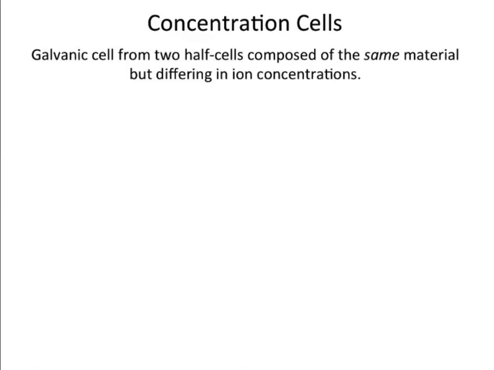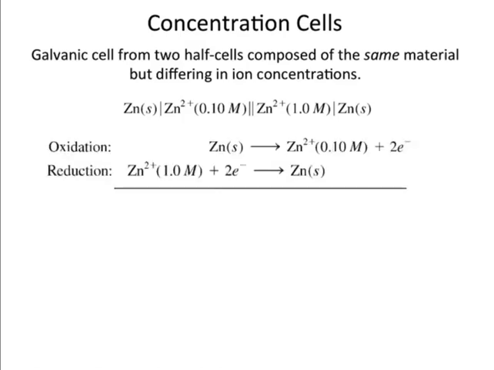These are galvanic cells, like the things we've been talking about, made from two half cells that are identical, except that the ion concentrations are different. So for example, you can take a cell diagram like this. Remember the oxidation is on the left, the reduction on the right. So what's oxidized is the zinc solid going to zinc ions, and what's reduced is the zinc ions going to zinc solid.